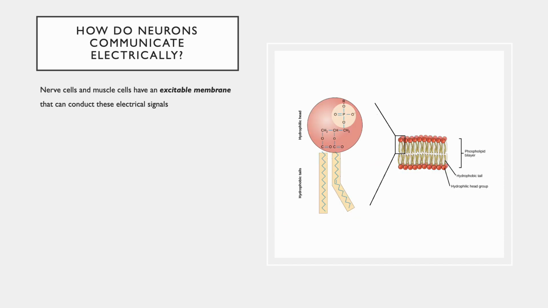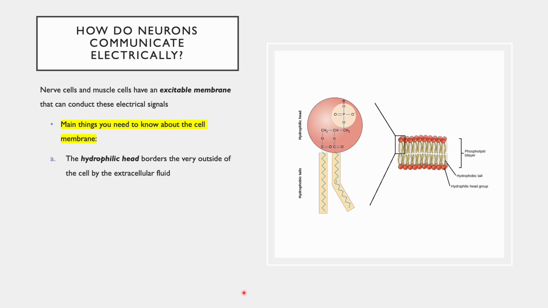So how do neurons communicate electrically? Nerve cells and muscle cells have an excitable membrane that conduct these electrical signals. I want you to know a few key things about the phospholipid bilayer, which is the cell membrane. First, it has a hydrophilic head, meaning that it is water-loving. This is a polar molecule that borders the very outside of the cell by the extracellular fluid.